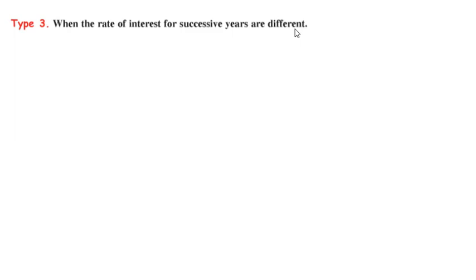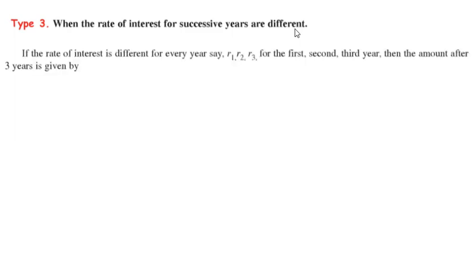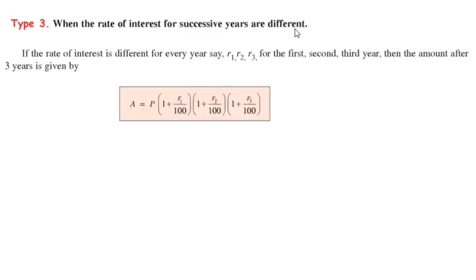It may happen that this year the rate of interest is 10%, next year it will be 11%, after that it will be 12%, and so on. So in that case, how do we use the formula? If the rate of interest is different for every year, say R1, R2, R3 for the first, second, third year, then the amount after 3 years is given by A is equal to P into 1 plus R1 upon 100 into 1 plus R2 upon 100 into 1 plus R3 upon 100.